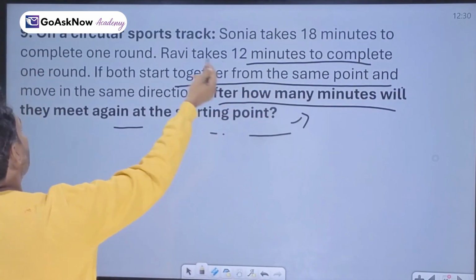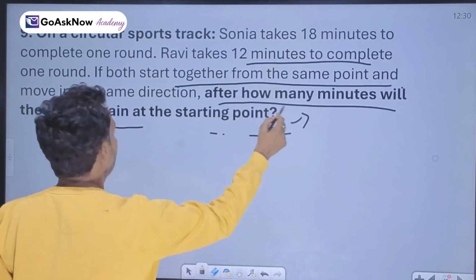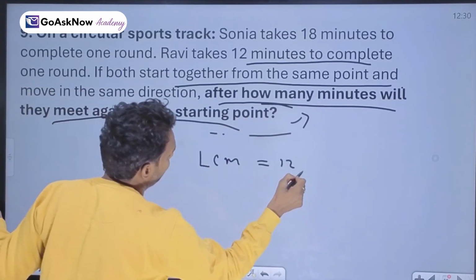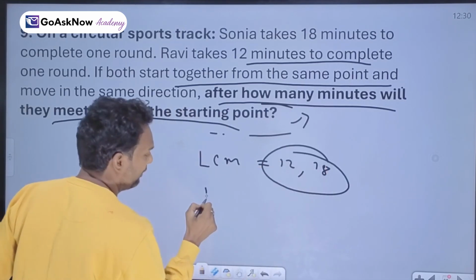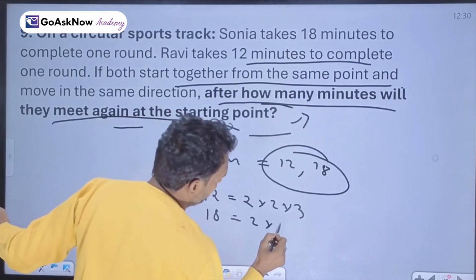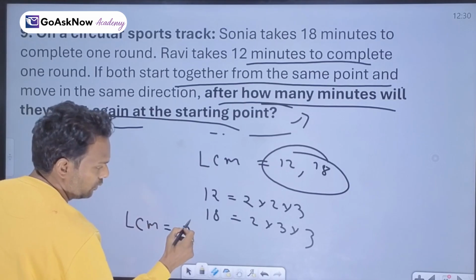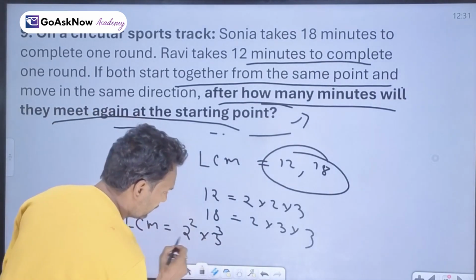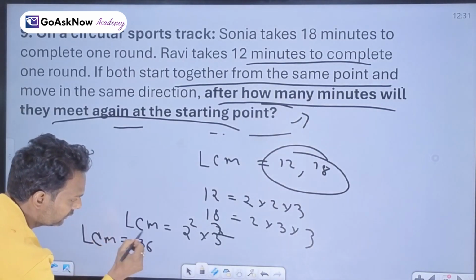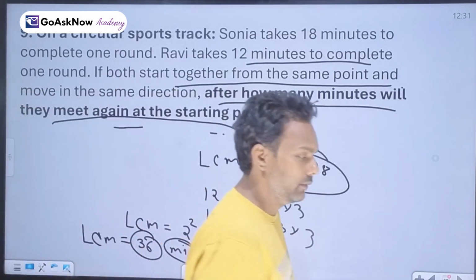Sonia takes 18 minutes to complete one round, Ravi takes 12 minutes to complete a round. After how many minutes will they meet again at the starting point? So it will be the LCM of 12 and 18. 12 is 2 into 2 into 3 and 18 is 2 into 3 into 3. LCM is 2 power 2 and 3 power 2. So LCM is 36. After 36 minutes, they will meet together at the starting point.